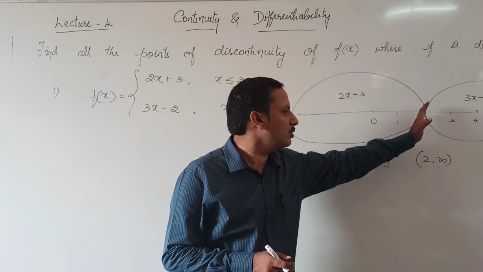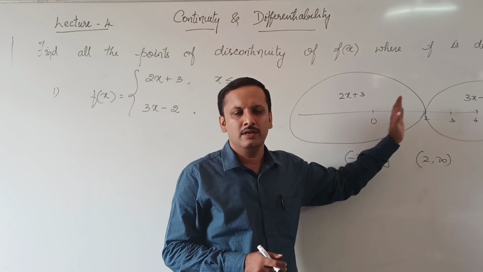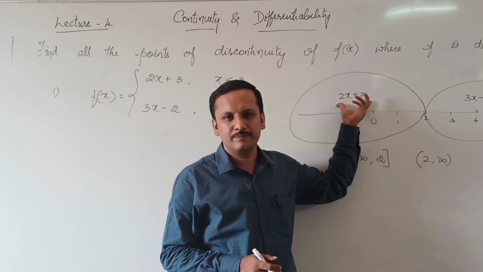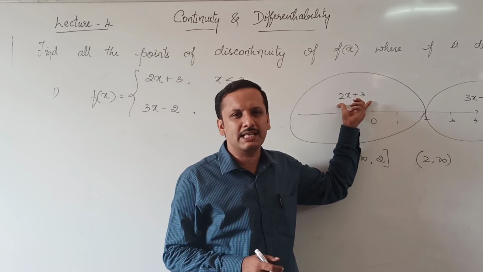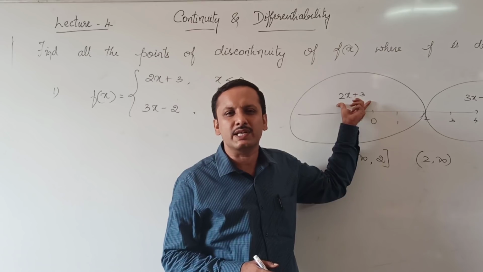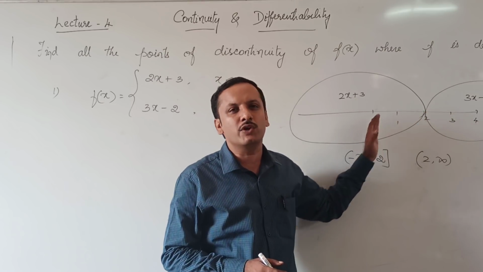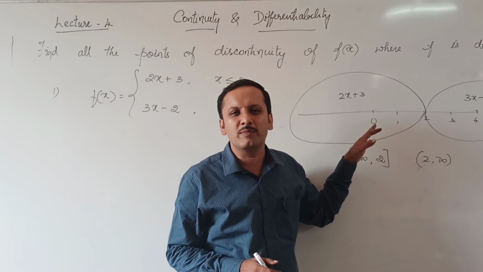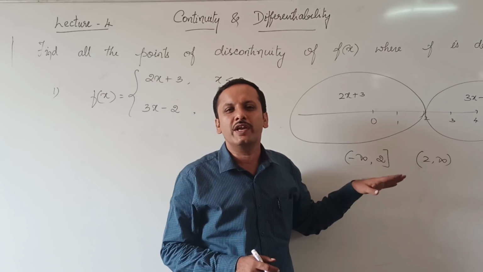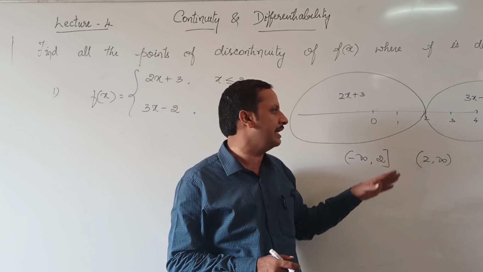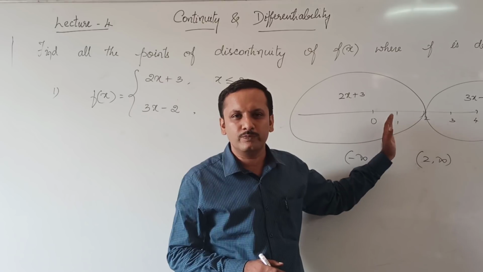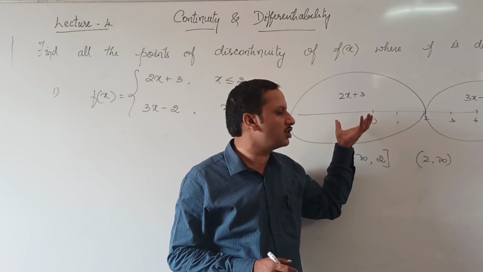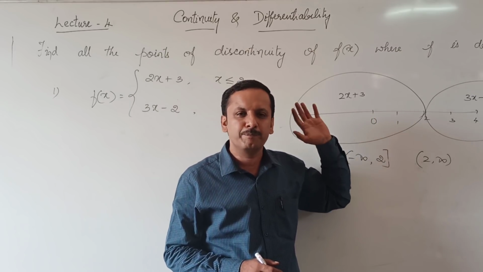You just observe, to the left side of 2, everywhere it is defined as 2x plus 3, which is a polynomial function. And we have already seen in our last class that every polynomial function is continuous. So, to the left side of 2, that means whenever x is less than 2, this being a polynomial function is continuous. So, we don't find any point of discontinuity in the interval before 2. That is, in the open interval minus infinity to 2, there does not exist any point of discontinuity.